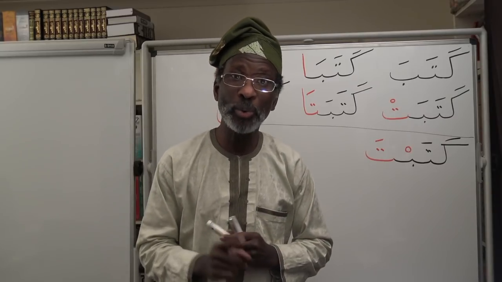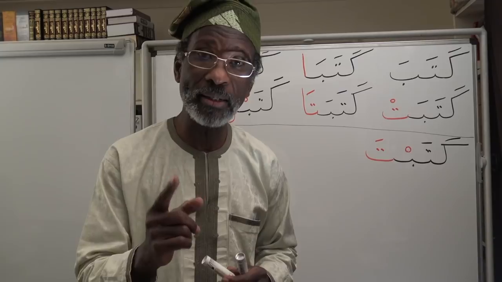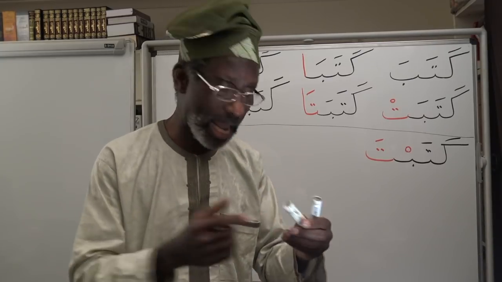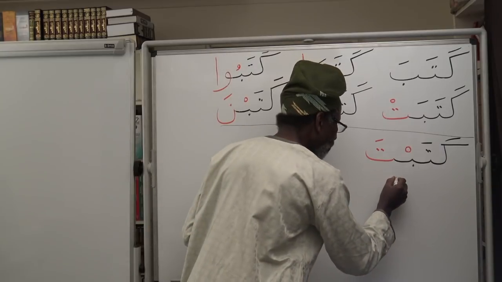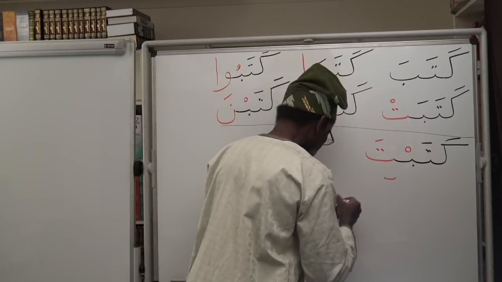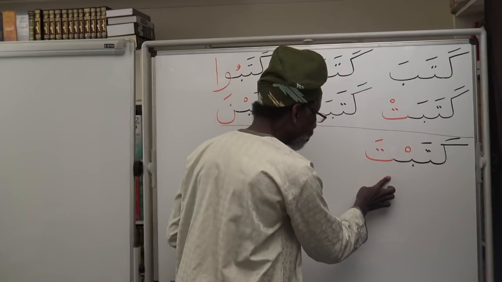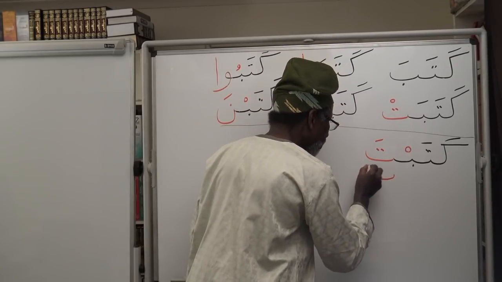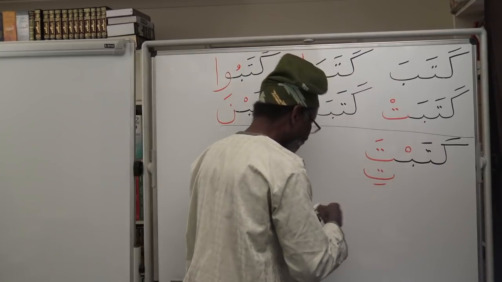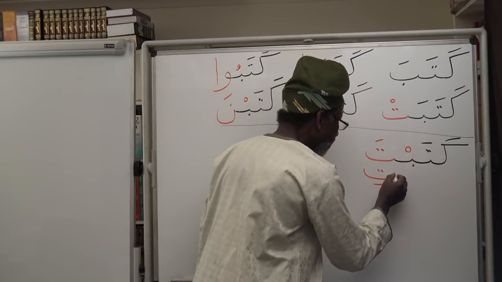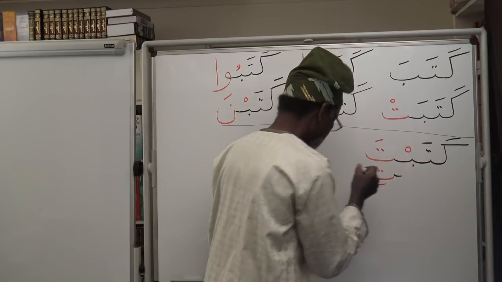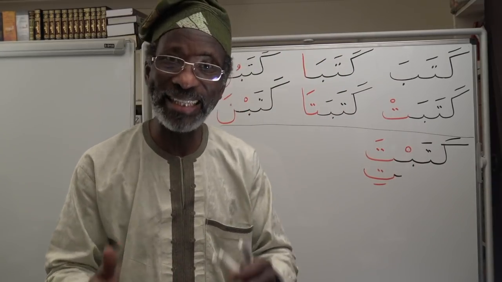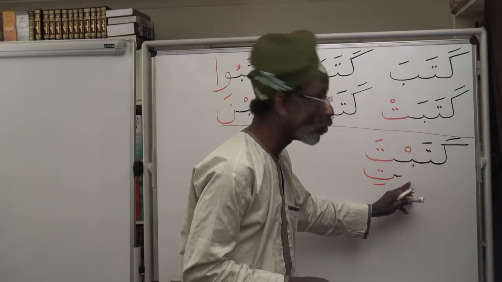If you are speaking to a single female, you add the same ta but with kesra, T ending. So that's your extension. So remember, this is your ta. In this case, you just add the kesra. So you have T ending, katab, and then T, you know you have to put sukun there. Katab T.